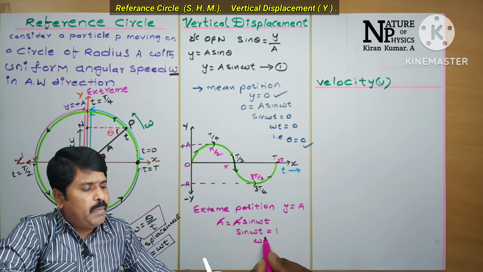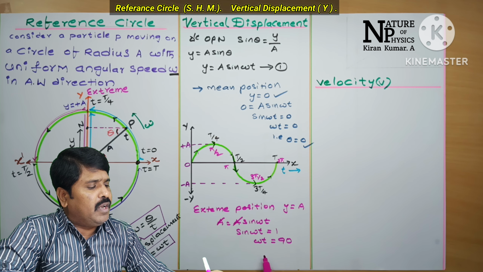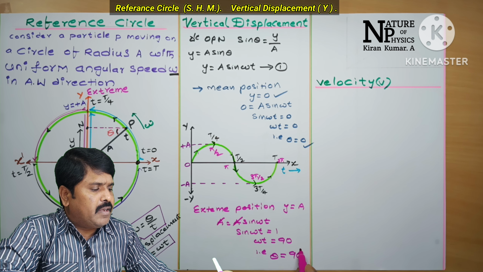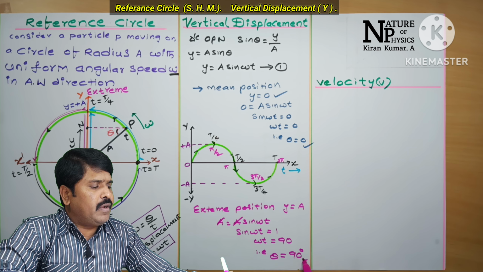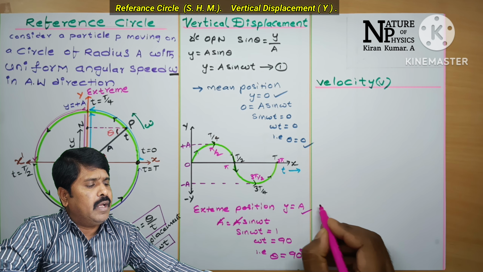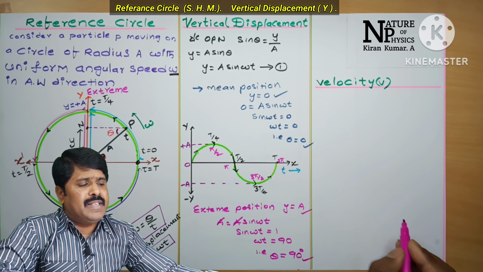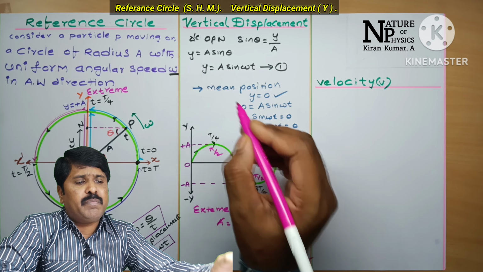I am getting omega t equal to 90 degrees, sin 90 is equal to 1, so theta is equal to 90 degrees at the extreme position. At the extreme position, theta is equal to 90 degrees and linear displacement y is equal to a. So this is the clear information about the phase diagram for the displacement.